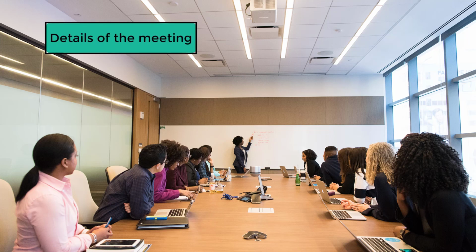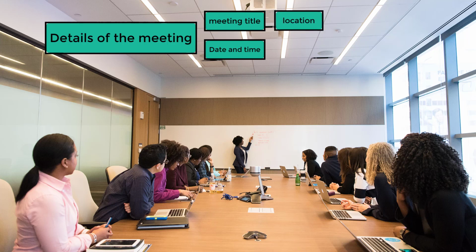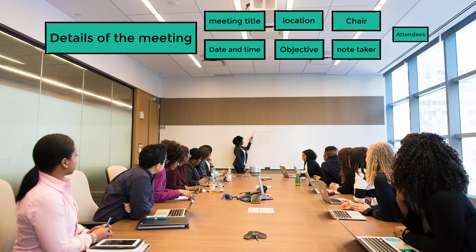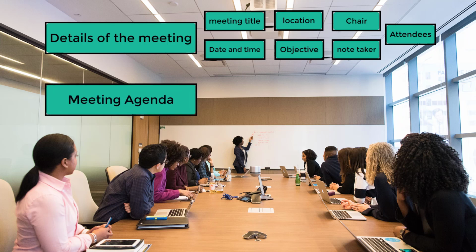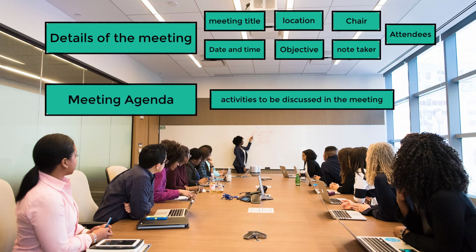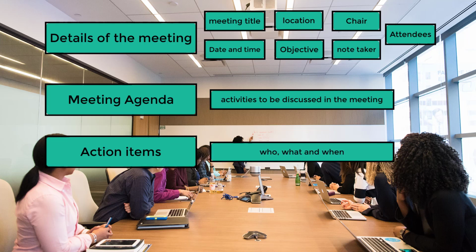The most important things that are to be covered in a meeting template include details of the meeting, which include the meeting title, date and time of the meeting, location of the meeting, objective of the meeting, name of the chair or facilitator, name of the note taker and attendees. Second, meeting agenda, that includes a list of activities that attendees are hoping to accomplish in the meeting. Third is the action items that include who, what, and when. Who means the owner of the action, what means the action, and when means the deadline of that action. And fourth is the meeting notes.